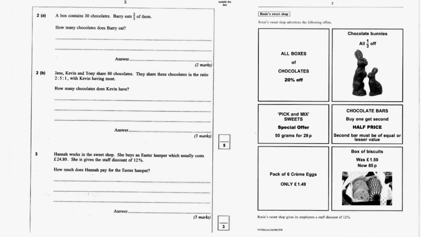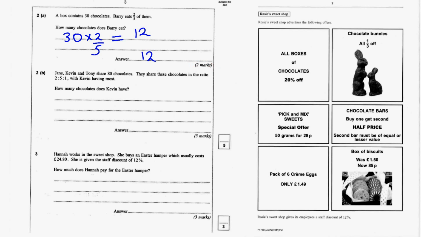Let's look at question 2a. Once again, read the question, please. It says a box contains 30 chocolates. Barry eats 2/5 of them. Right, okay, so please, once again, attempt to do it and then look at the answer. Right, hope you got the right answer. The answer is 12. Please remember there's 2 marks for this.